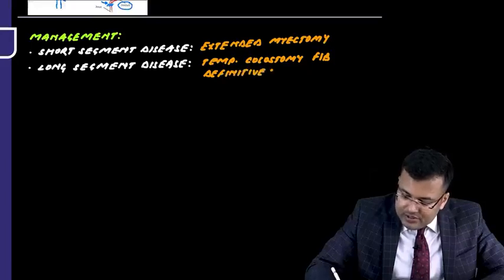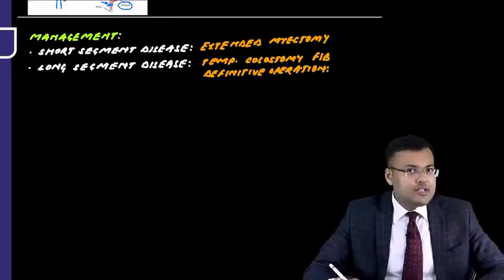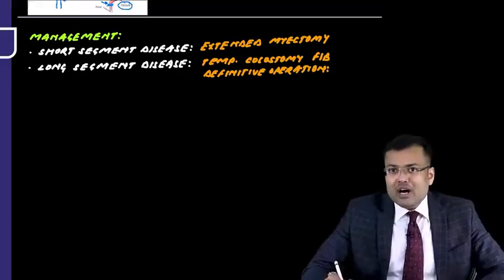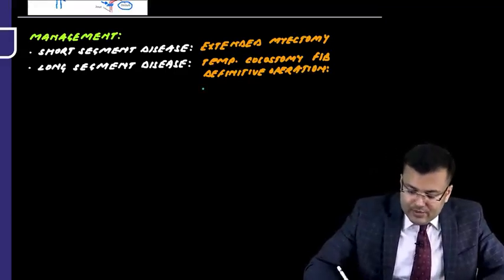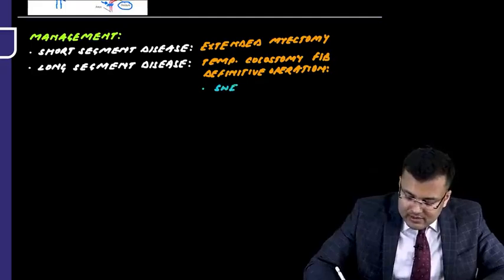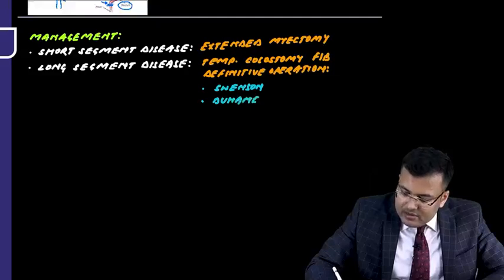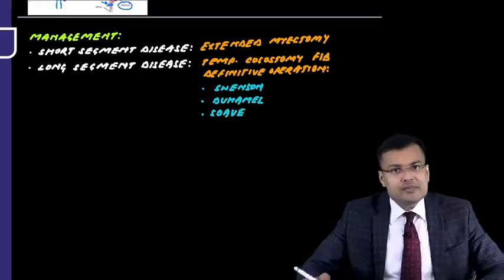And this question is also asked frequently: what are the names of surgeries which are done? The names of the surgeries are Swenson, Duhamel, Soave. These are the names of operations which are done in Hirschsprung's disease.